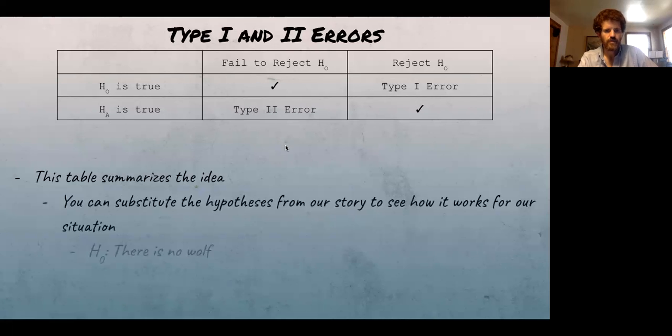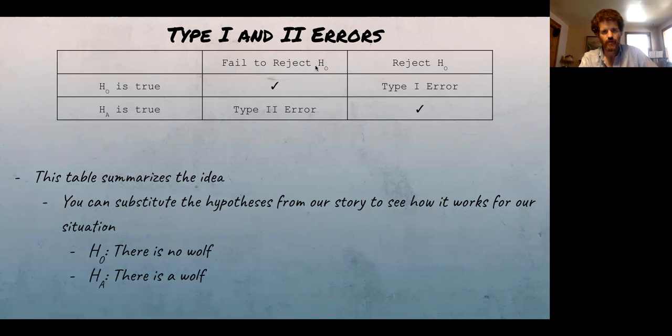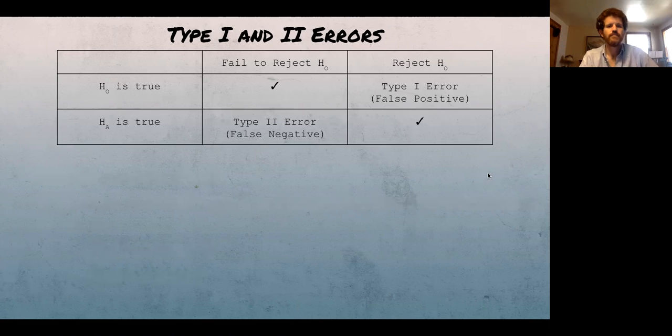All right, and we can, of course, substitute our own hypotheses into this. So we fail to reject that there isn't a wolf. In other words, we accept that there is a wolf and we run, but there really isn't one. You get it. Or rather, I said that wrong, but I think you know what it was supposed to be.